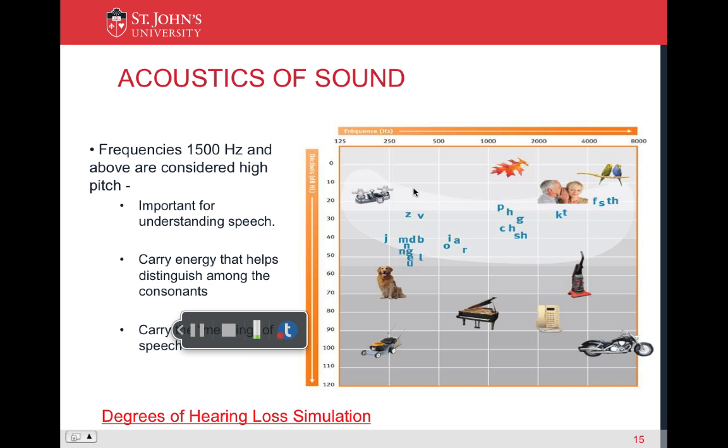So if you have normal hearing, you're hearing all of these sounds. As you have a hearing loss, hearing losses tend to get worse over time, and you would lose the ability to hear sounds like P, H, G, K, T, but you might hear other sounds. So you would understand that speech is happening, but you might not get the meaning of it.